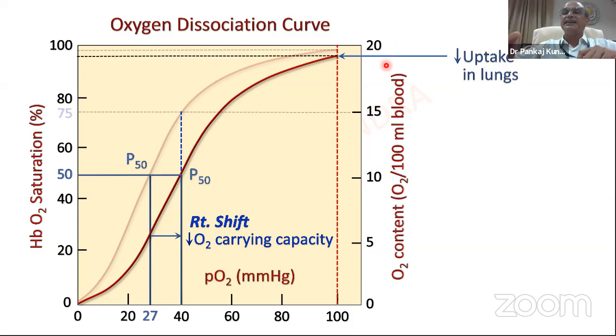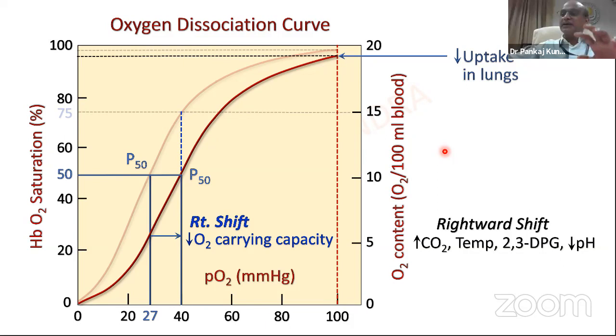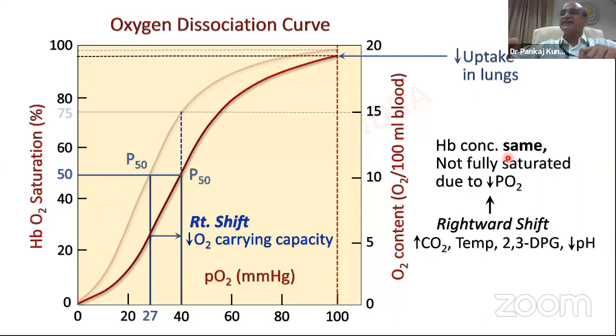Now, if there is a rightward shift because of hypercapnia, hyperthermia, increased 2,3-DPG, or decreased pH, what will it lead to? The hemoglobin concentration remains the same, but it is not fully saturated because of a fall in PaO2. If there is a fall in PaO2, then the hemoglobin will not be fully saturated, because the gradient for gas transfer has reduced as per Fick's law of diffusion. That means we will have to increase the FiO2 to make sure that the oxygen content remains good and the tissue oxygen doesn't suffer.